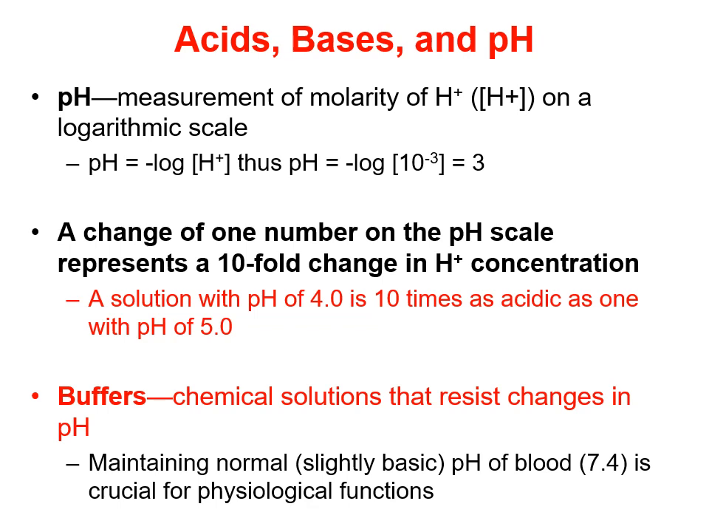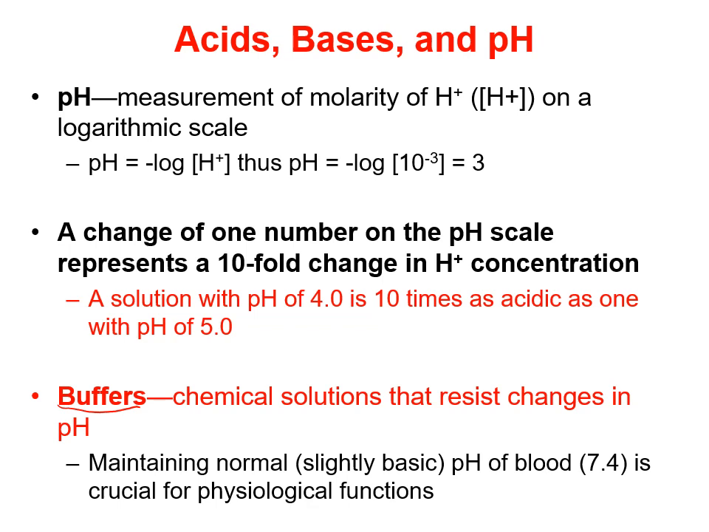Now, the pH scale in general is a logarithmic scale, and it represents a 10-fold change in hydrogen ion concentration, which you don't really need to know how to calculate, but just understand that an acidic substance has a really high concentration of H plus ions. And buffers, on the other hand, are chemical solutions that resist any change in pH.